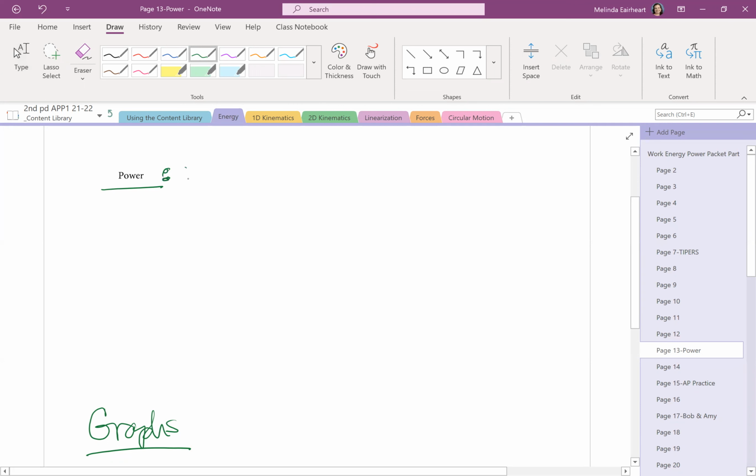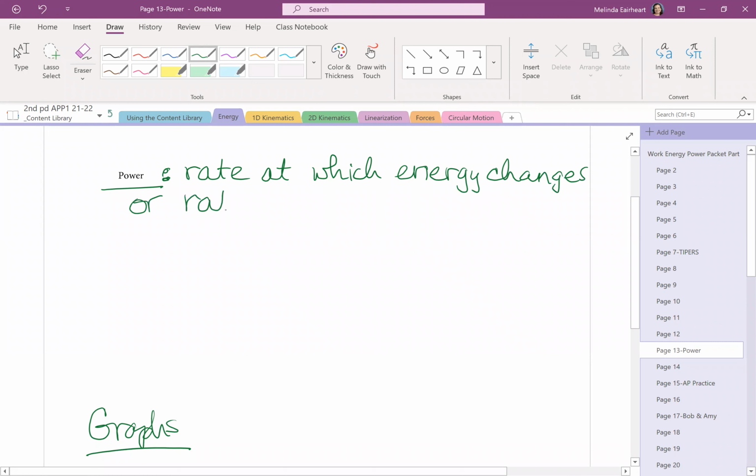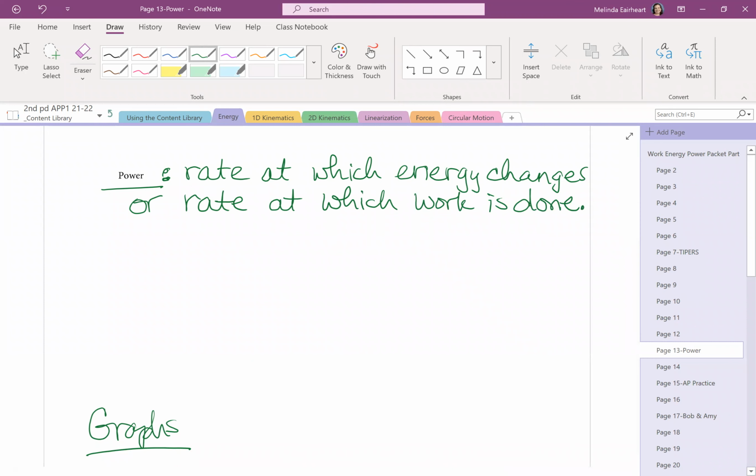And so for a definition, the rate at which energy changes. Or we learned last time that when energy changes, work is being done. So you could define it as the rate at which work is done on an object. Right now we would probably be looking at the net work and the changes in kinetic energy. Later, when we learn about potential energy, maybe it's potential energy that's changing, okay?